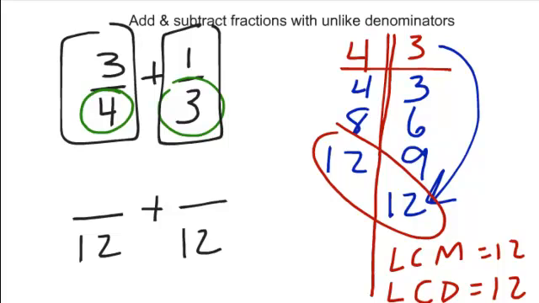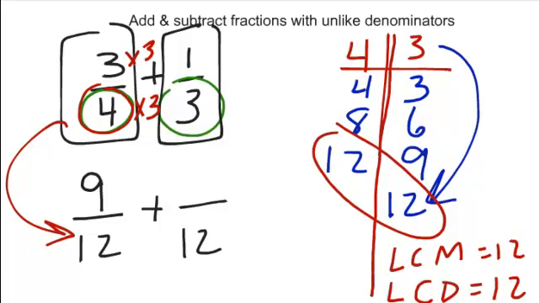And we're going to ask ourselves, what times this 4 gives me this 12? I know that 4 times 3 will give us 12. So what we do to the bottom, we do to the top. So 3 times 3 will give us the number that goes on the top for the numerator. Now we do the same thing to the other fraction. So we ask ourselves, 3 times what gives me 12? And I know the answer to that is going to be 4. So what I do to the bottom, I do to the top. And 1 times 4 gives me 4.